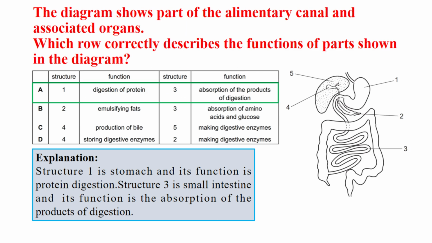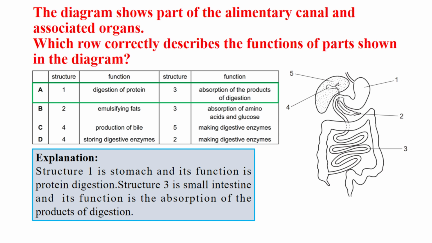The next question examines the functions of different parts of the alimentary canal and associated organs. The question is, which row correctly describes the functions of the parts shown in the diagram? Let's break down the functions and match them to the structures. Structure 1 is the stomach, which is primarily involved in the digestion of proteins. Structure 2 is the pancreas, known for producing digestive enzymes. Structure 3 is the small intestine, where absorption of nutrients, including amino acids and glucose, occurs. Structure 4 is the bile duct, which transports bile, but it does not produce bile. Structure 5 is the liver, which produces bile.